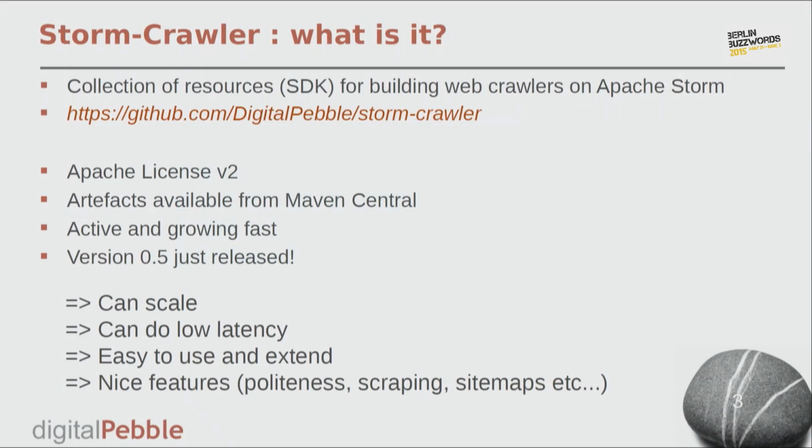Now, the project that I want to tell you about today is called Storm Crawler, which is a very original name, and it basically does what it says on the tin. It's about building web crawlers on Apache Storm. It's a collection of resources, an SDK. The code lives on GitHub under the Apache license, and all the artifacts are on Maven Central, so you can pull the jars in the usual ways.